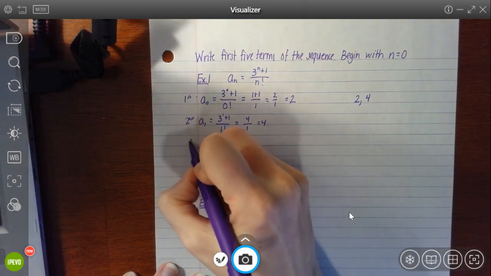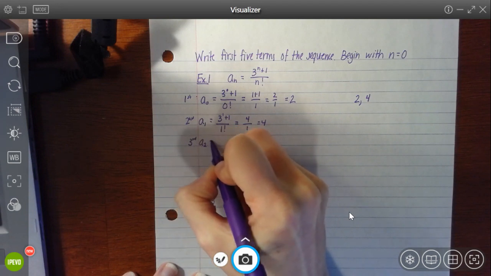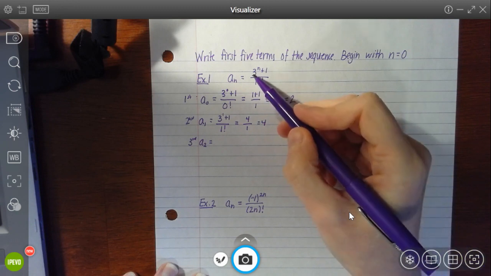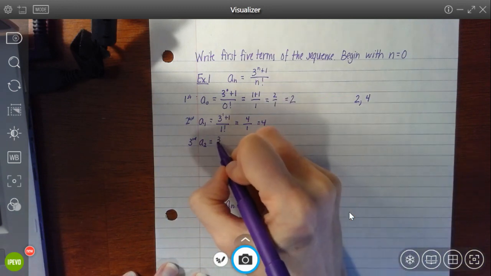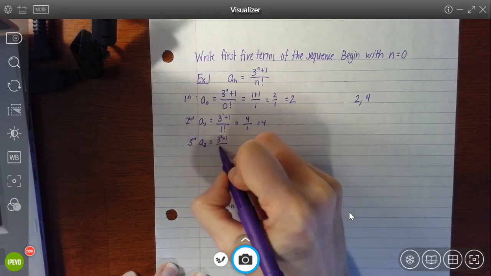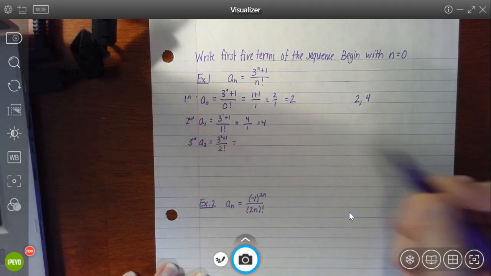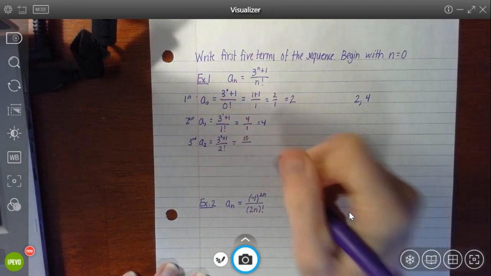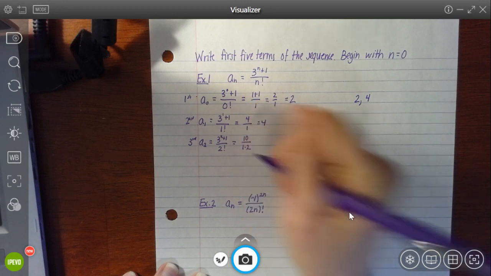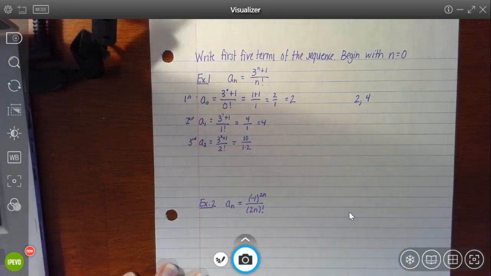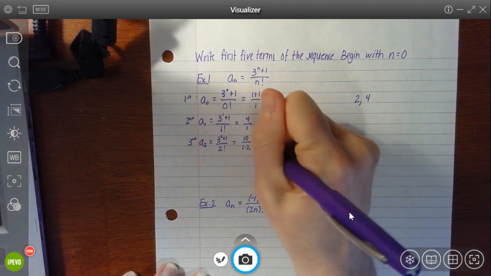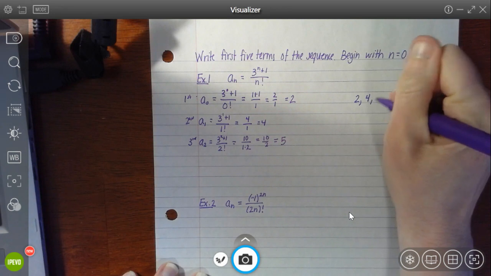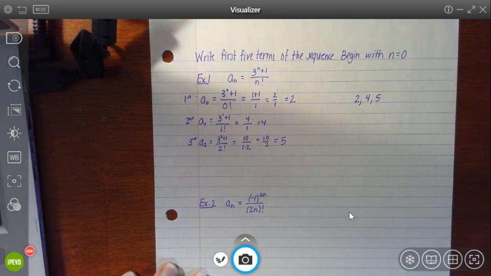All right. To get my third term, I'm going to go to the next integer, which would be 2. So I'm going to replace n's in my numerator and denominator with 2. In my numerator, I get 3 squared plus 1, and in my denominator, I get 2 factorial. 3 squared is 9. 9 plus 1 is 10. And for 2 factorial, I start with 1 and multiply by increasing integers until I get to 2, so I just get 1 times 2. That is just 2 in my denominator. So 10 divided by 2 is 5. So my third term is 5.